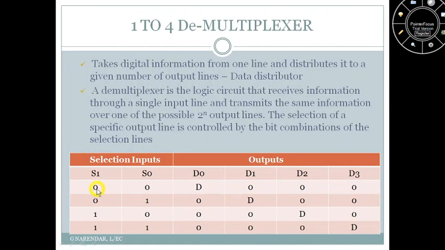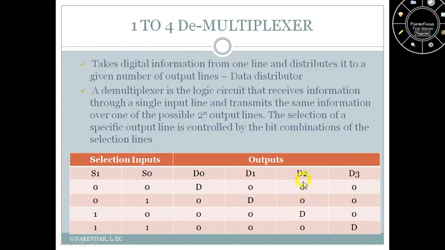Similarly, when S1 equal to 0 and S0 equal to 1, the second output line D1 will get selected, and whatever the digital information that is present on the input line will be transmitted to the D1 line. So D1 equals D, and the remaining three output lines will be 0.